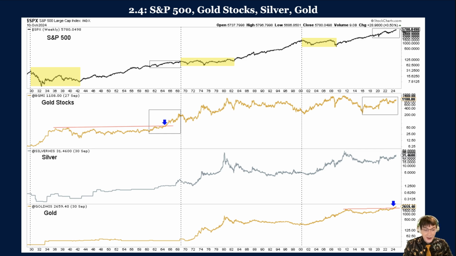These were periods in which precious metals and U.S. stocks trended together. Those include 1932 to 1937, 1971 to 1973, and 2002 to 2007.